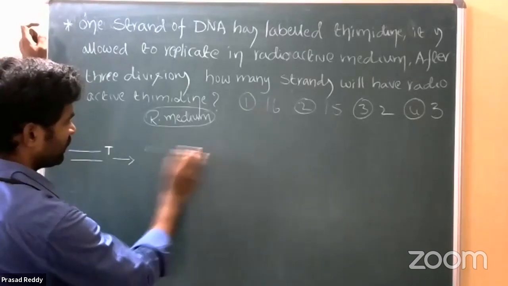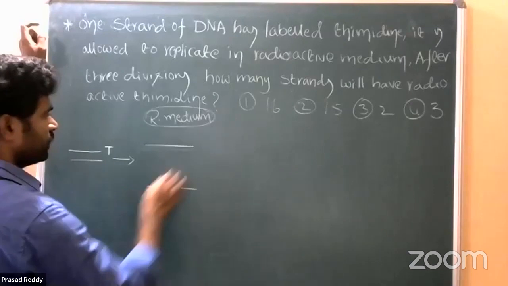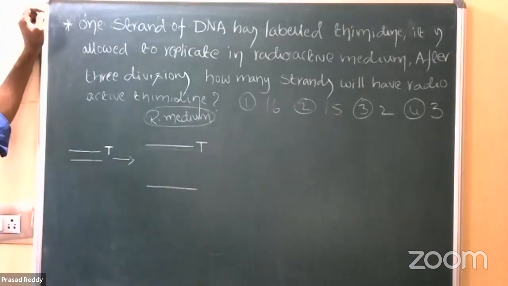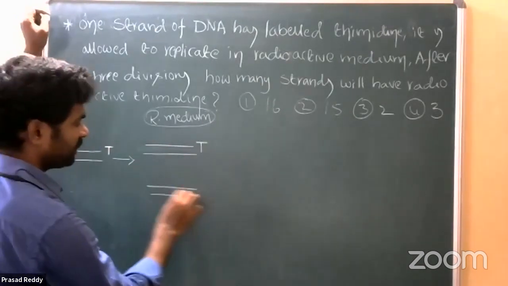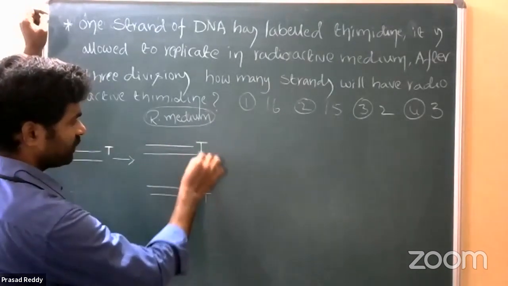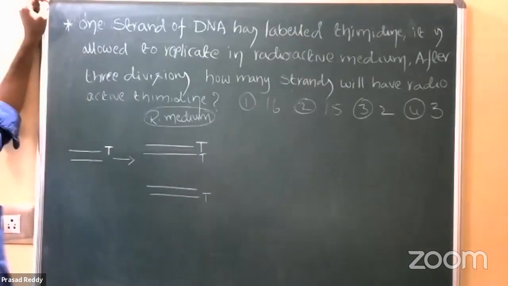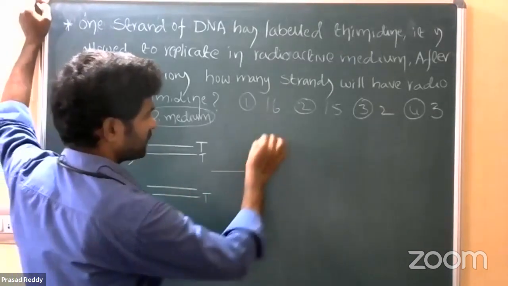These two strands separate from each other and act as parental strands. One strand is already radioactive thymidine, the other strand is normal. The newly synthesized strands are thymidine labeled DNA in the first generation.